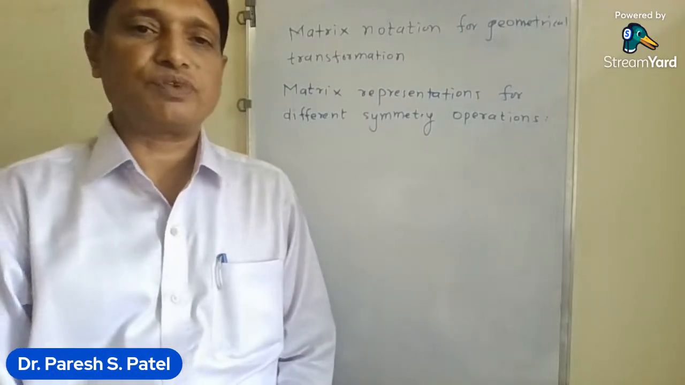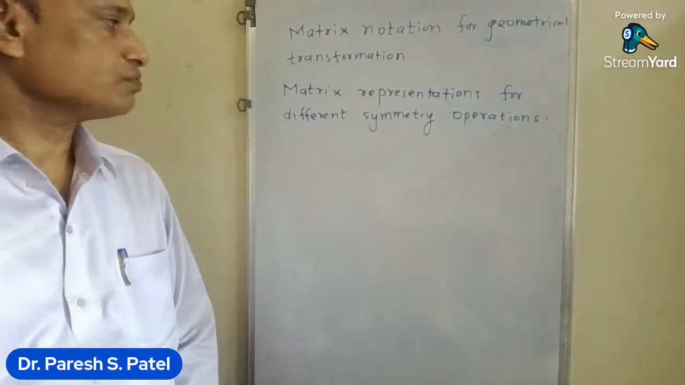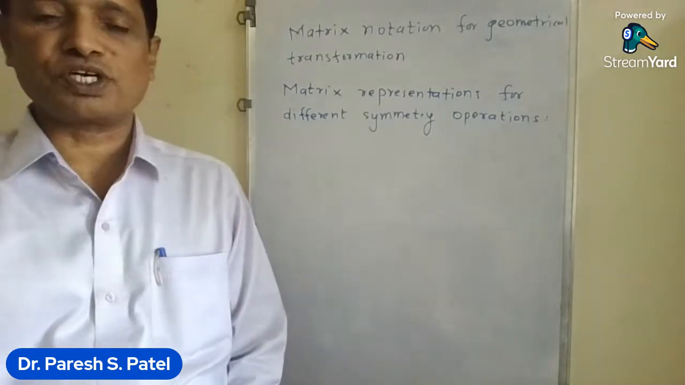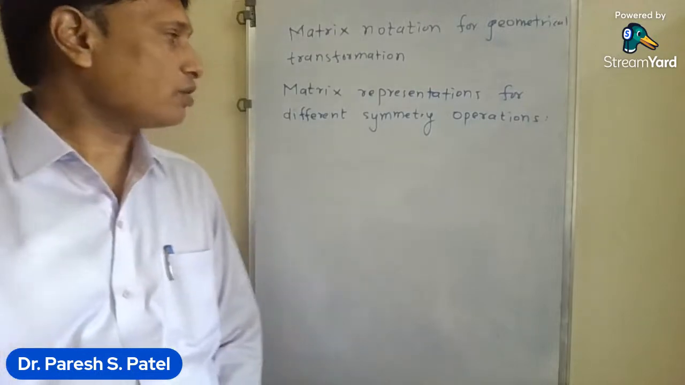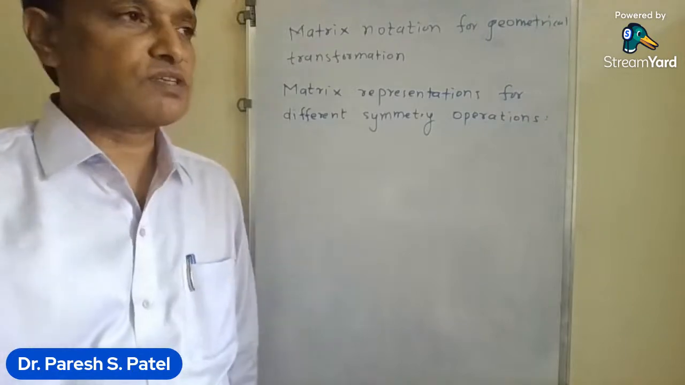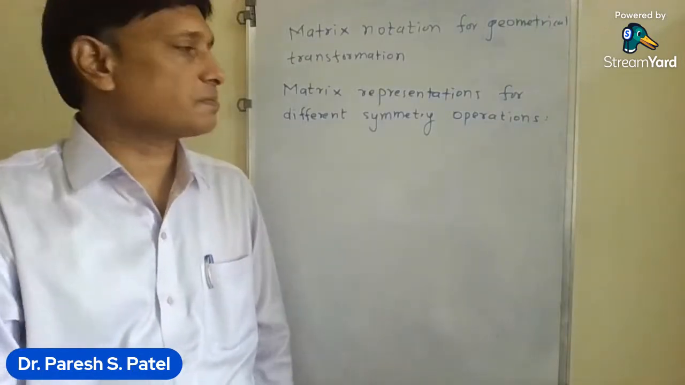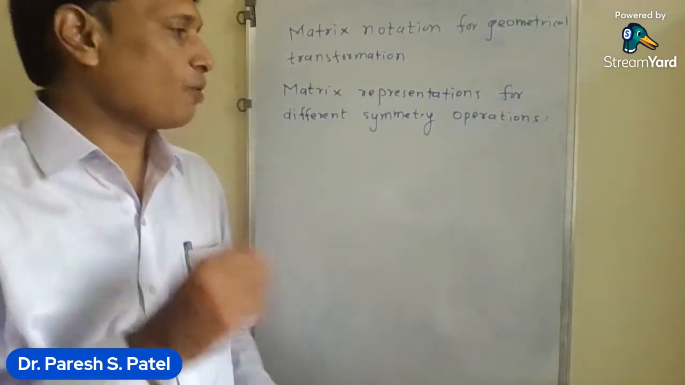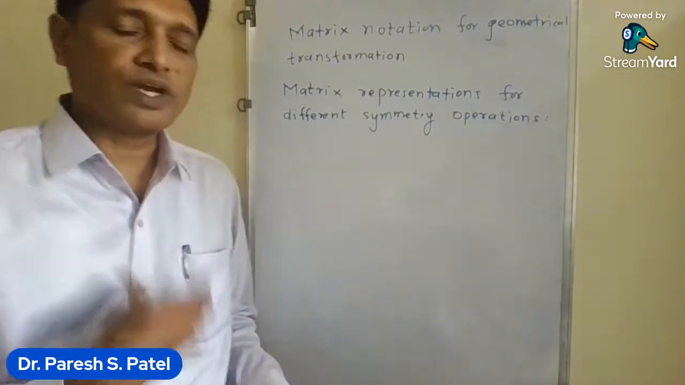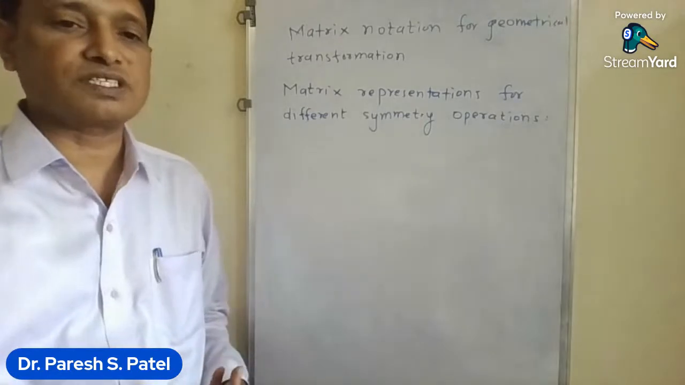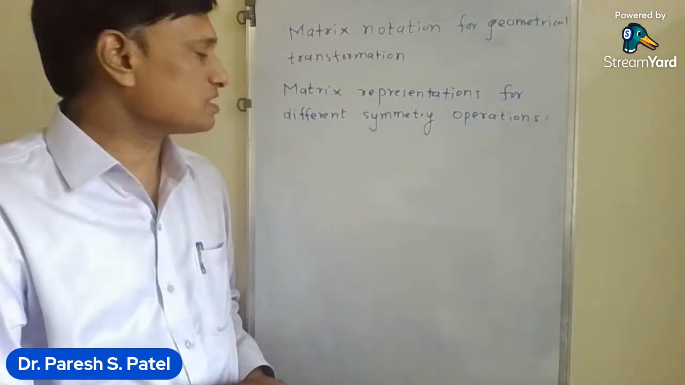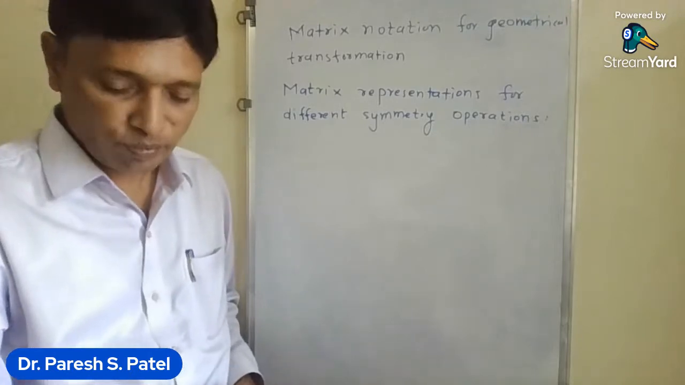Today we are going for the matrix representations for different symmetry operations, or matrix notations for the geometrical transformations. So how do we get the matrix representations for the different symmetry operations? First of all, find out the symmetry elements present in a molecule, operate the symmetry operations on the vectors of the molecule and find out the changes, and those changes can be represented in the form of a matrix.